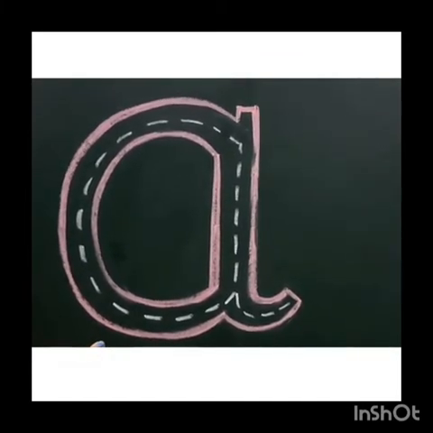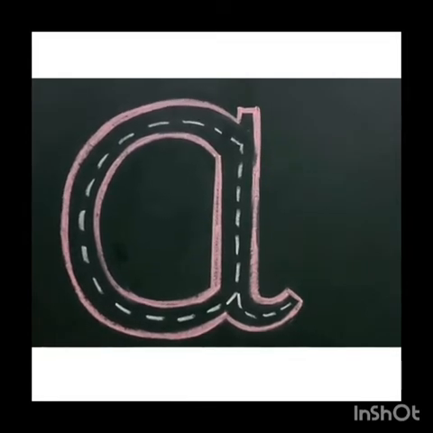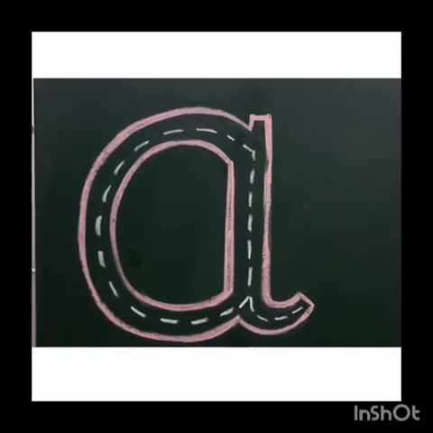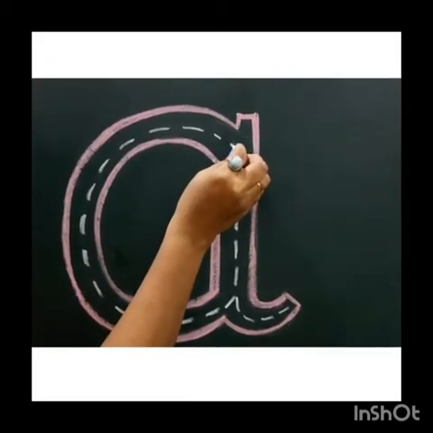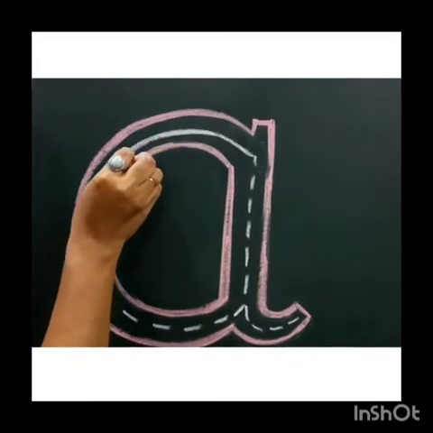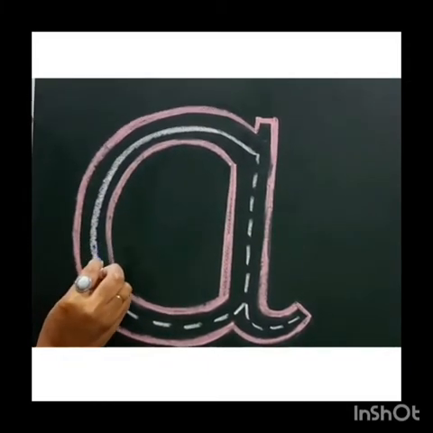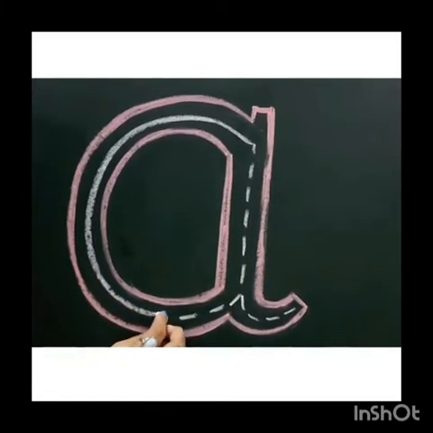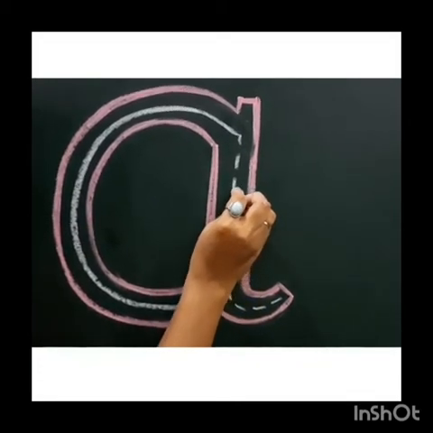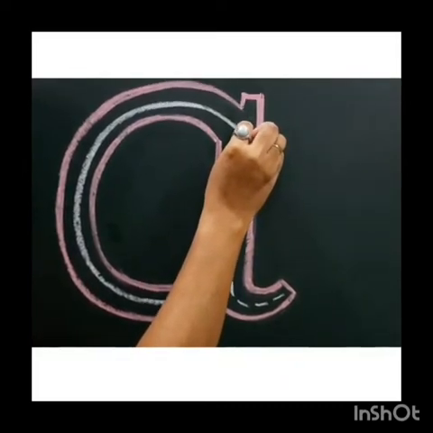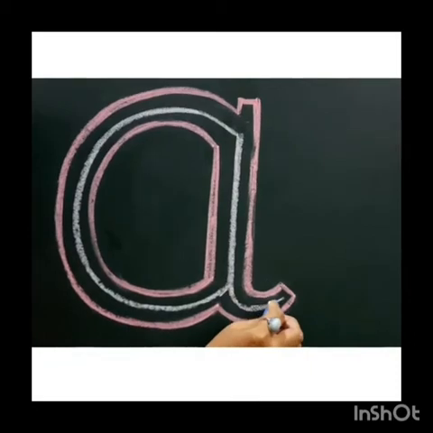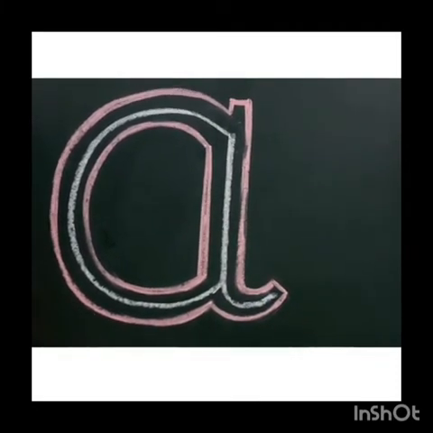Now let's see how to write script letter A. Can you see this dotted line? Yes, now we will trace this dotted line. Now we will start from here. First, we will make a C curve like this. Go up, come down on the same line, standing line, and make a small loop. Script letter A.